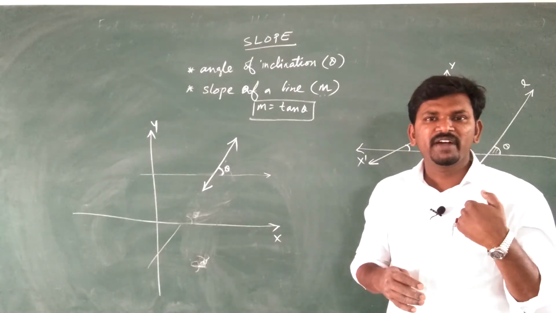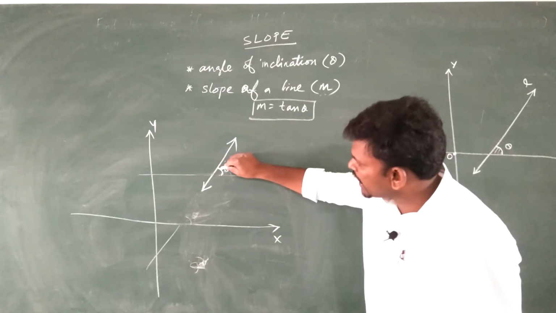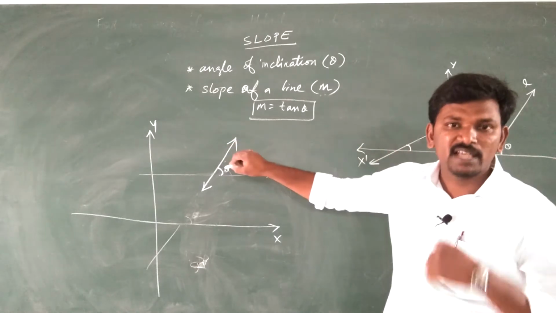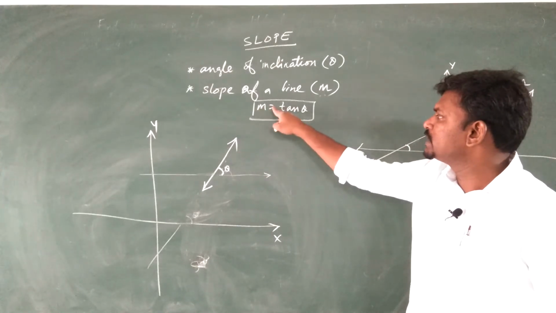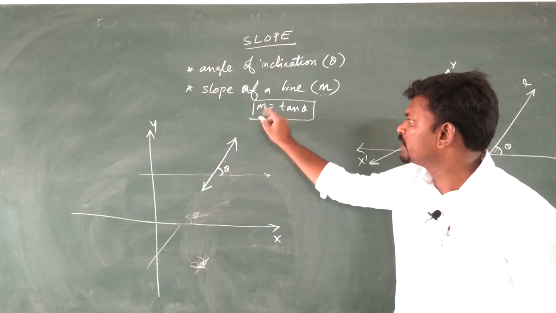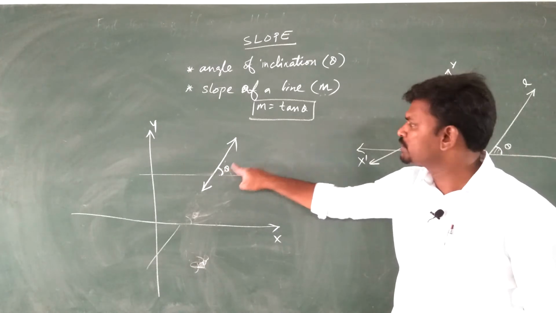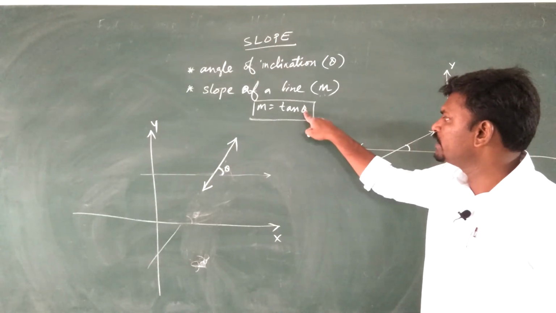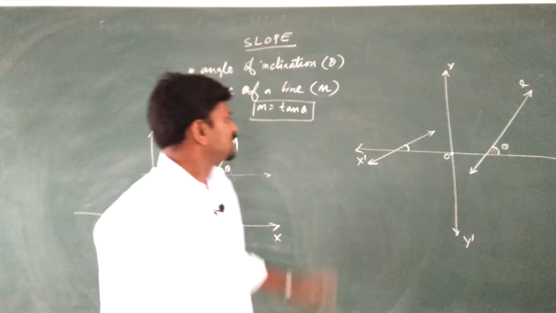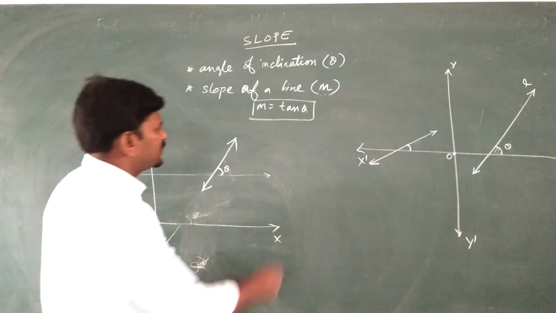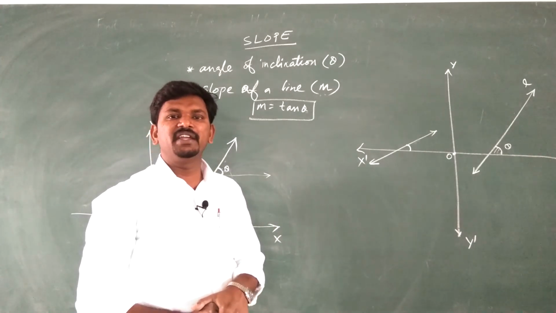and they are asking us to find the slope of a line, how do we find it? We have to use this formula, m is equal to tan theta. Slope is equal to tan of the angle of inclination, so we substitute the angle of inclination in place of theta. So we can find the slope of a line segment. For example, I will do one question. Find the slope of a line whose angle of inclination is 45 degrees.